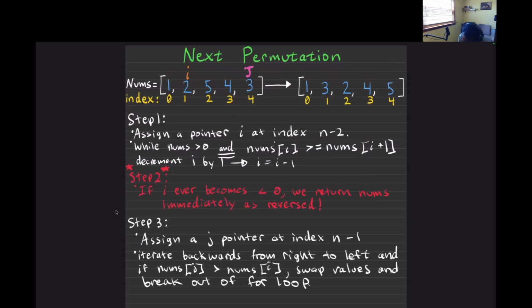So is this value, immediately the value 3, larger than the value 2, okay? So we swap this here, we break out of the loop, okay? So j is done for. I'll just do this to j.